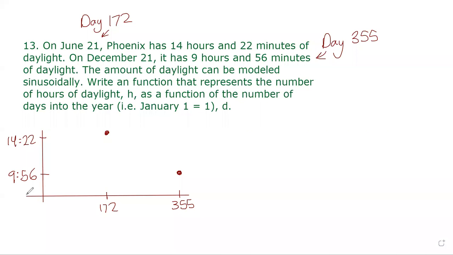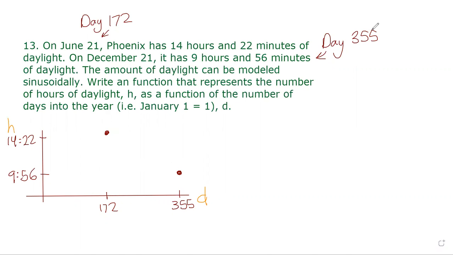So I've just put up the days that we know, and I could even label this. This is days, and this is hours of sunlight. So we know that the high point is on June 21st, which is the 172nd day of the year. That's the high point for amount of sunlight. And then December 21st, the 355th day of the year, that's the low point for the amount of sunlight.